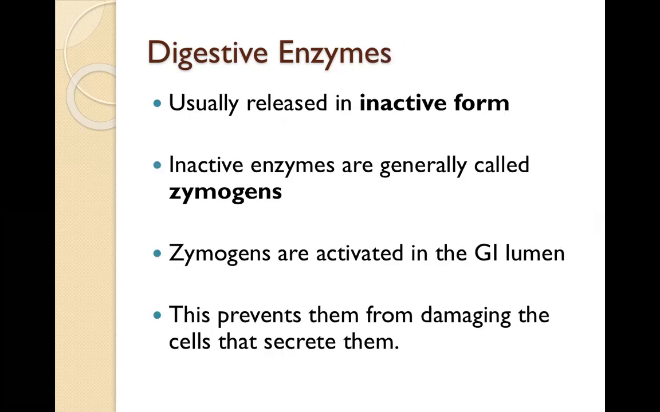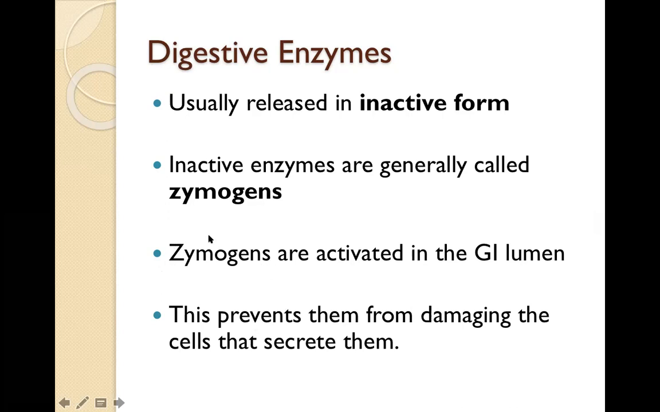One thing that I want to leave you with is that when we talk about digestive enzymes being released, they are almost always released in an inactive form. And an inactive form enzyme is called a zymogen. So if you ever see that word, it just means an inactive enzyme. And so these zymogens end up being activated in the lumen of the GI tract. The reason why it's very important for these enzymes to be released in inactive form is that it prevents damage to the cells that actually secrete them.